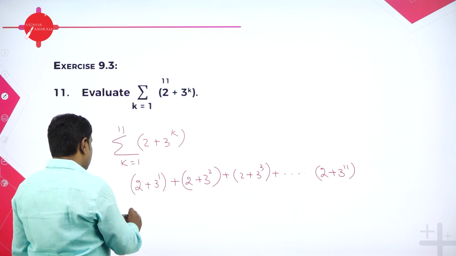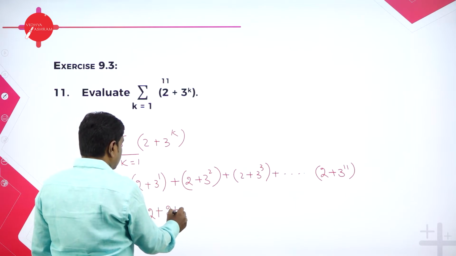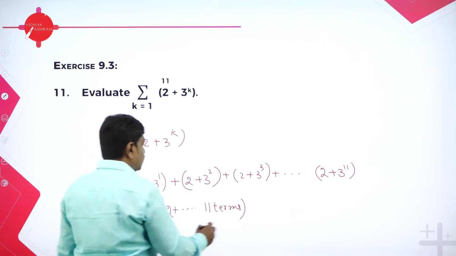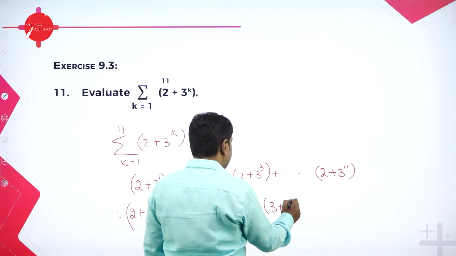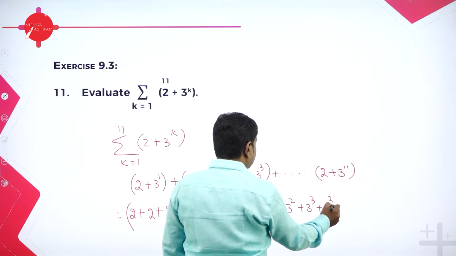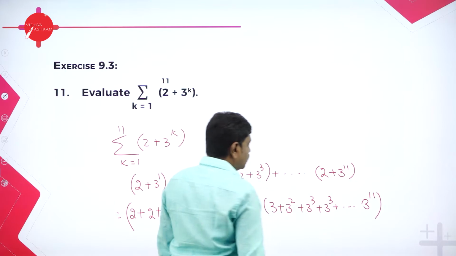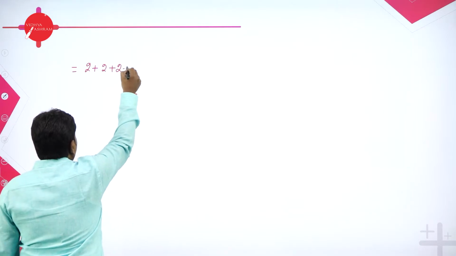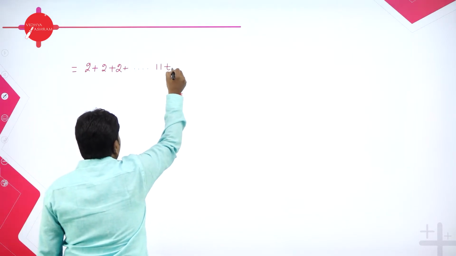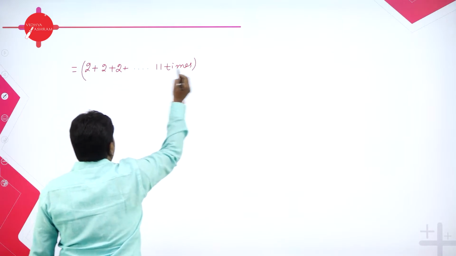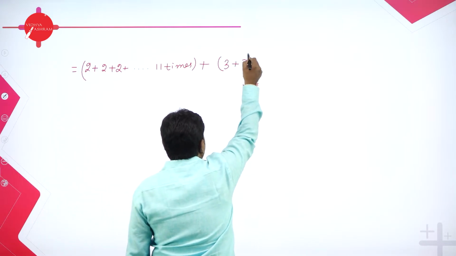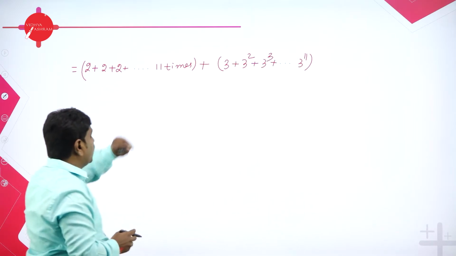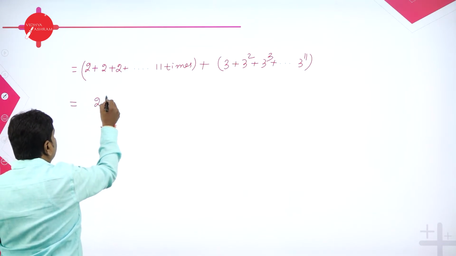So that can be written as 2 plus 2 plus 2 till how many? 11 terms. I have to add 2 eleven times. And similarly we'll group 3 square, 3 cube, 3 power 3 till what? 3 power 11. So dear students, if you observe, 2 you are adding 11 times, 2 plus 2 plus 2, how many times? 11 times, or 11 terms you should add. And this is 3 square, 3 cube till 3 power 11. So if you add 2 eleven times, it will become 2 into 11.